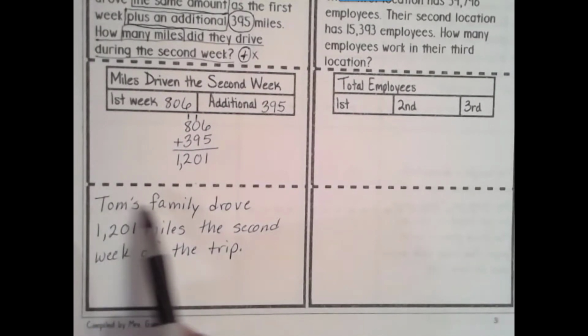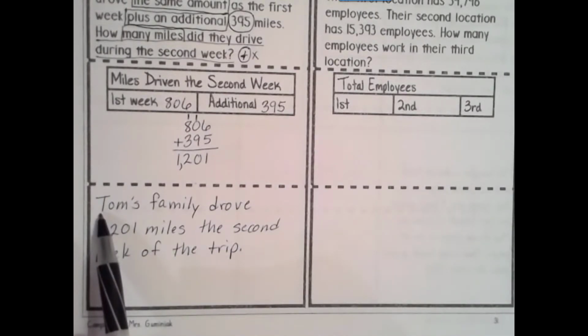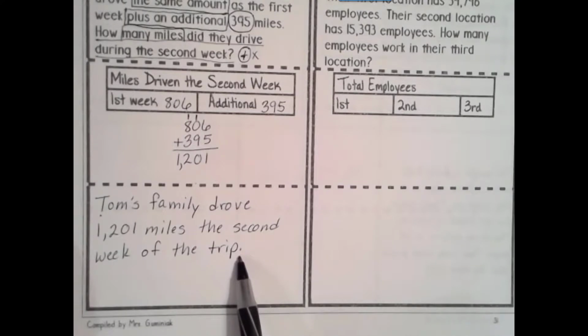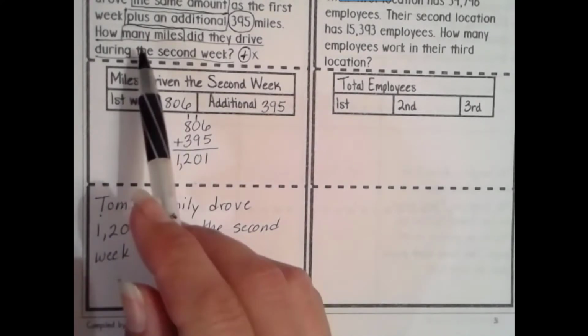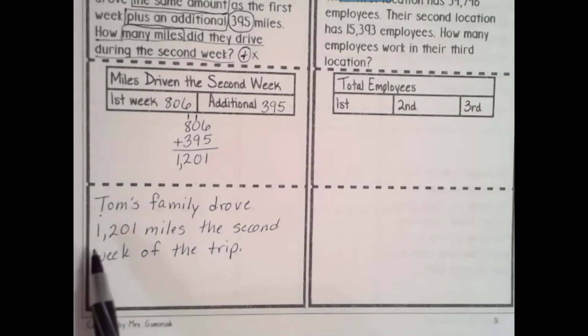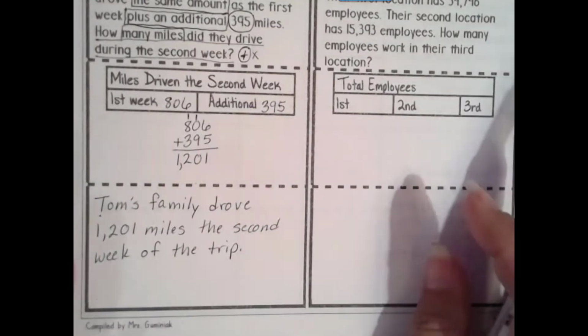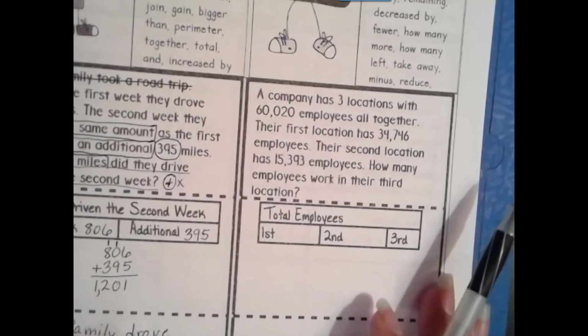Okay, always answer in a complete sentence. A complete sentence also has a capital at the beginning and punctuation at the end. And it must match what's being asked. How many miles did they travel during the second week? Tom's family drove 1,201 miles the second week of the trip. That answer goes with this question. Make sure they always match.